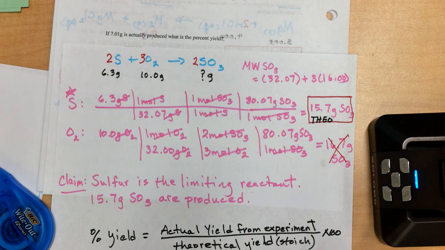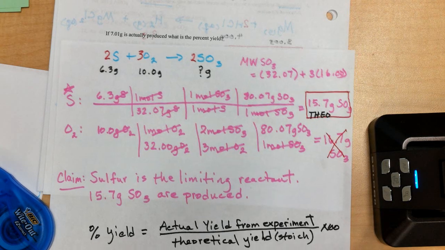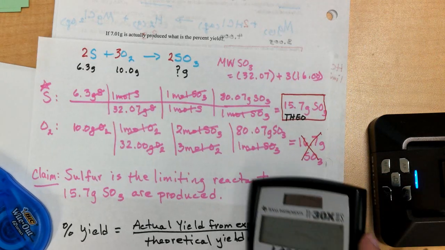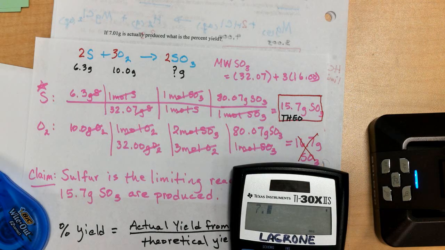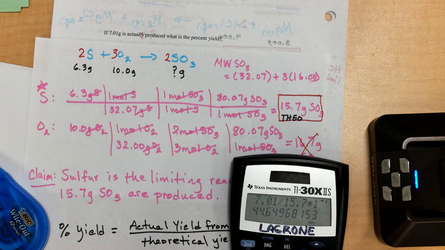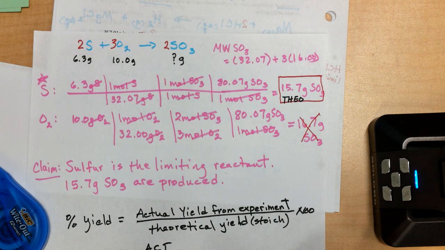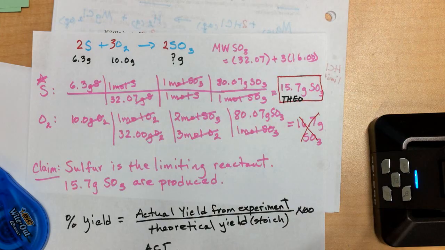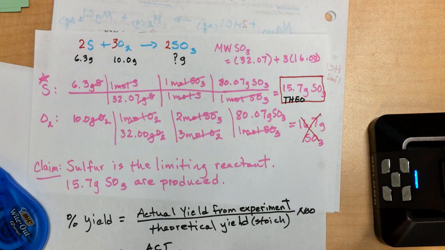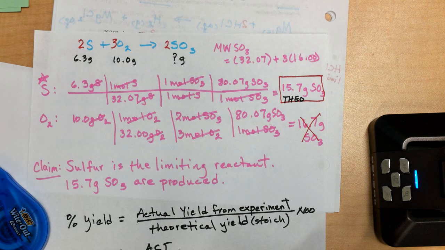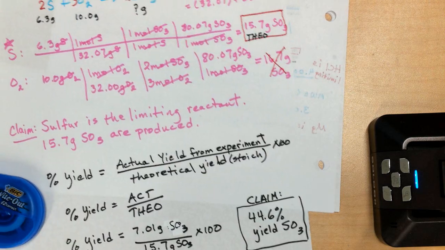Sulfur trioxide was made. The theoretical said we were going to make 15.7 grams times 100, and that's going to give us less than 50%, isn't it? Times 100. 44.6%. So 44.6% yield of SO3. This is my claim. Oh, you couldn't see what I was writing, sorry.